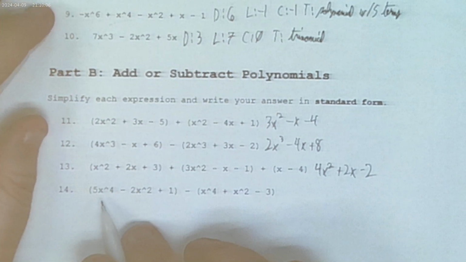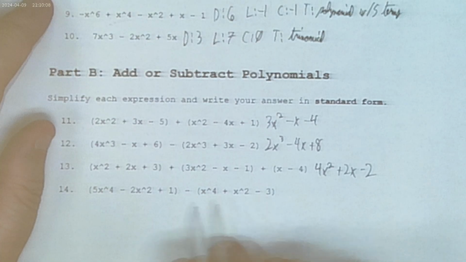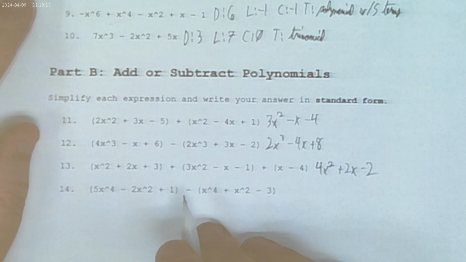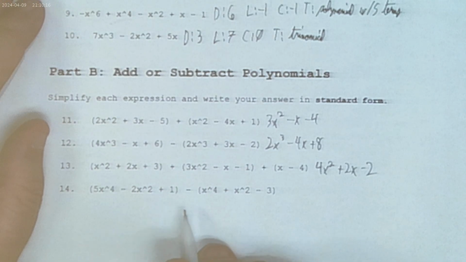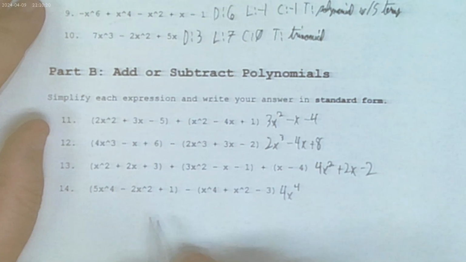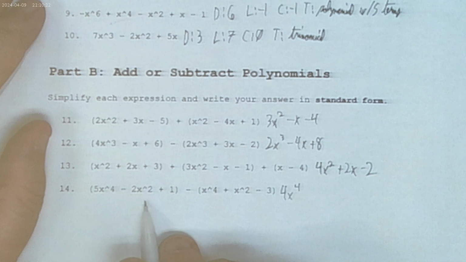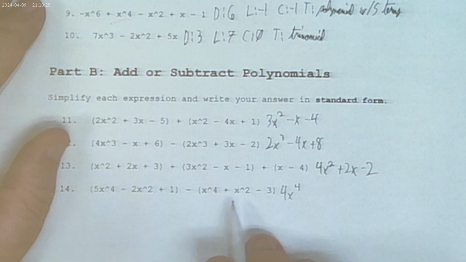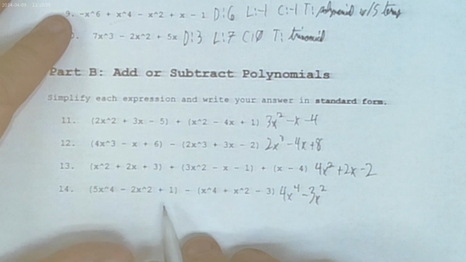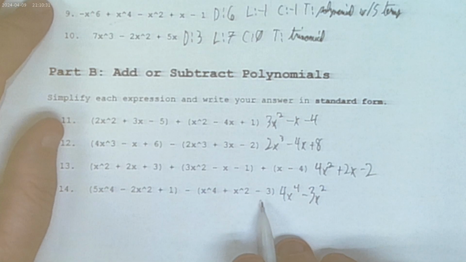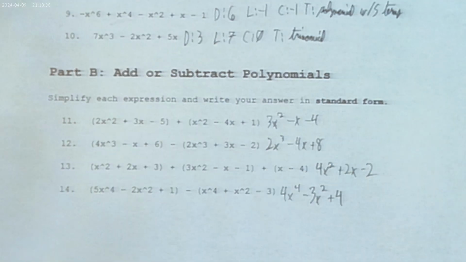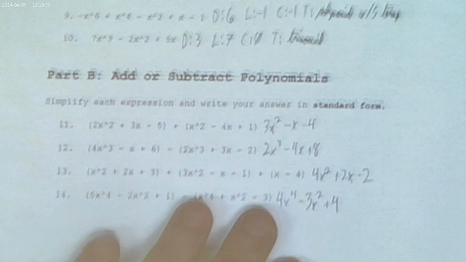So I've got next 5x to the fourth, 2, constant. All right. So all the terms are here, and it's written in the general form, so it makes it easier to follow. 5x to the fourth minus x to the fourth gives me 4x to the fourth. Then I've got minus 2x squared minus x squared, so that's minus 3x squared. And then 1 minus negative 3 is the same as 1 plus 3, so plus 4. And there we go. Well, that'll do it for the review.